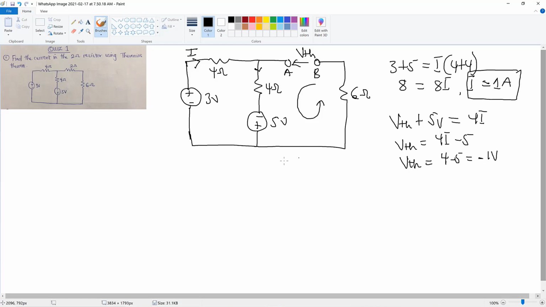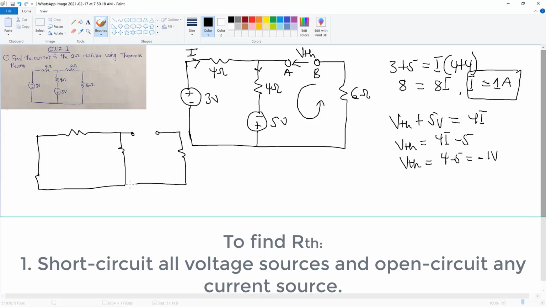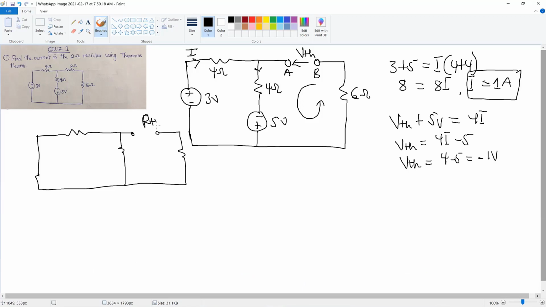So now, finding our RTH, the theorem says that we short circuit all voltage sources and open circuit any current source. But since we do not have any current source in the circuit, it's just a matter of short circuiting the voltage sources and then representing the open terminal with our Thevenin's resistor. So we have our RTH over here, and then the terminals are still A and B. We have our 6 ohm resistor in the question, our 4 ohm resistor, and then this 4 ohm resistor.